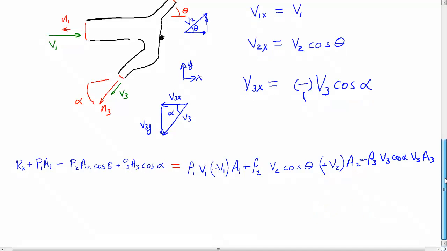And now the question is, what would you know and what would you not know? First, you would know the pressures, areas, the angles. You can pretty much assume the densities are constant throughout. So you know the angles, the velocities. Anything you didn't know you could find through continuity. And the only thing you wouldn't know is the reaction force.